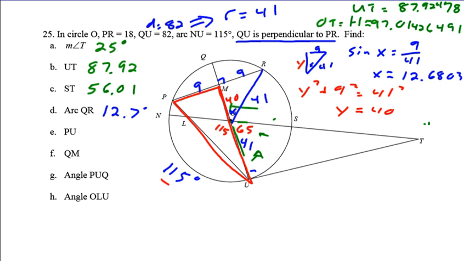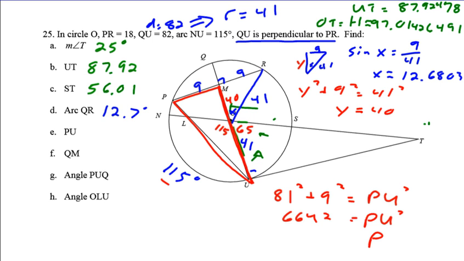So in our big triangle here, the long leg of this is 40 plus 41. So the long leg of this will be 81 squared plus 9 squared, which will equal PU squared. PU is about 81.50.